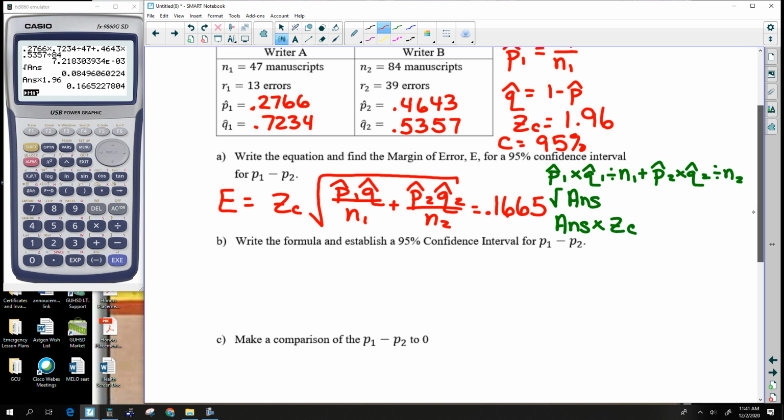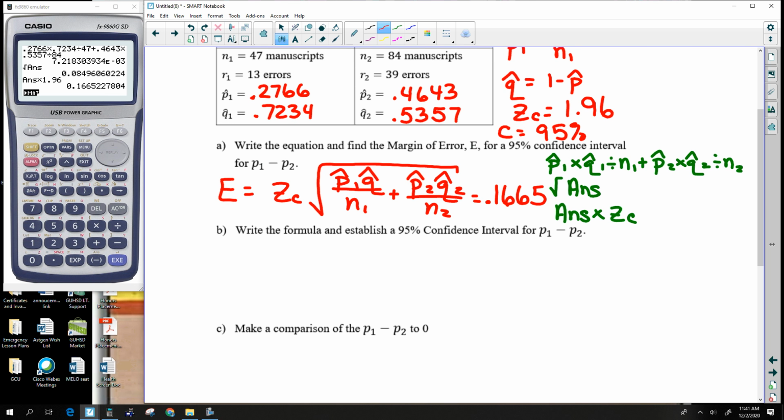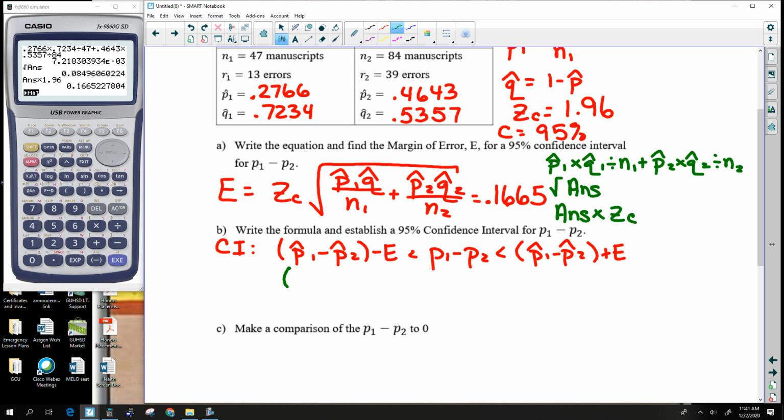All right, here we go, we have this. So let's establish our confidence interval. Our confidence interval in the world of probabilities is p hat 1 minus p hat 2 minus E, less than p1 minus p2, less than p hat 1 minus p hat 2 plus E. If you haven't figured this out by now, this is the exact same thing as x bar 1 minus x bar 2 minus E is less than mu1 minus mu2 is less than x bar 1 minus x bar 2 plus E, just in the world of probabilities.